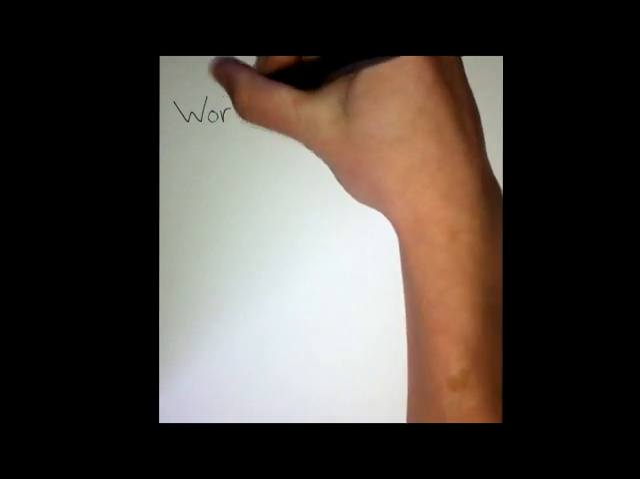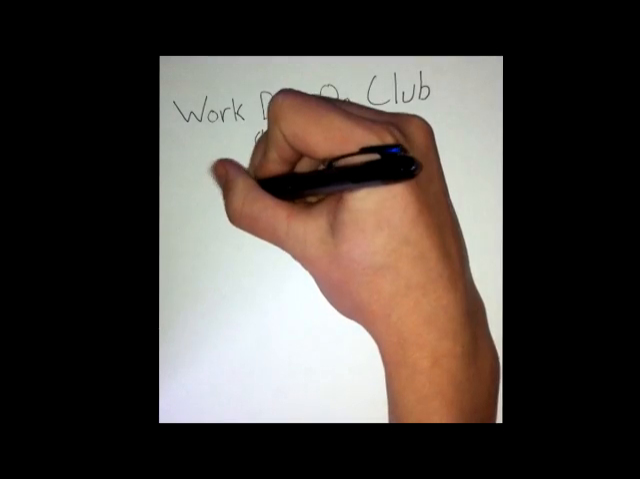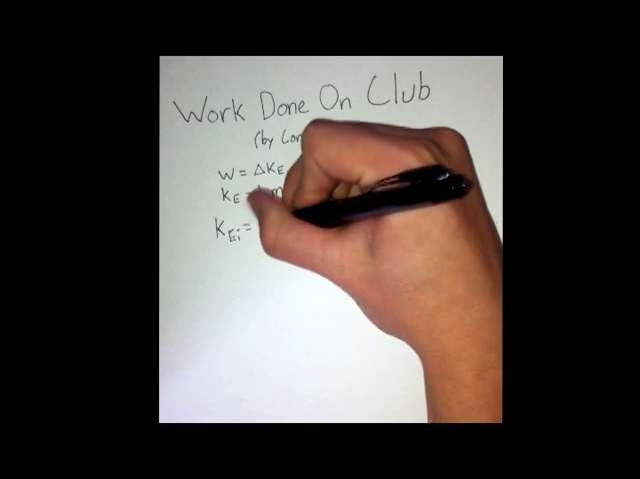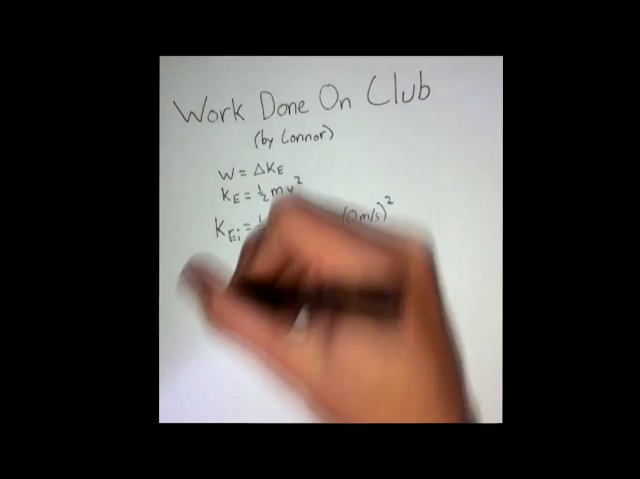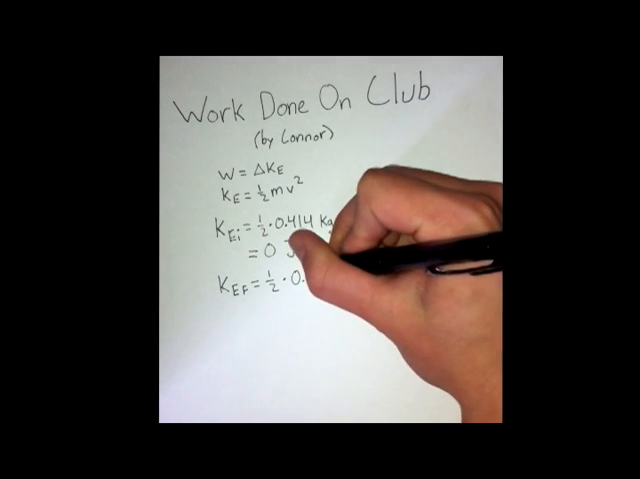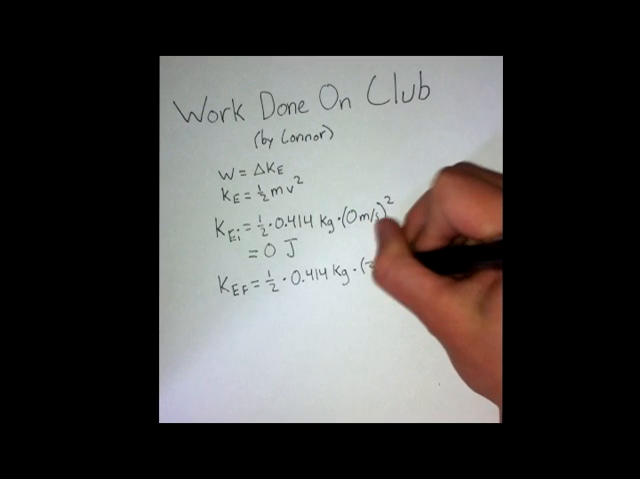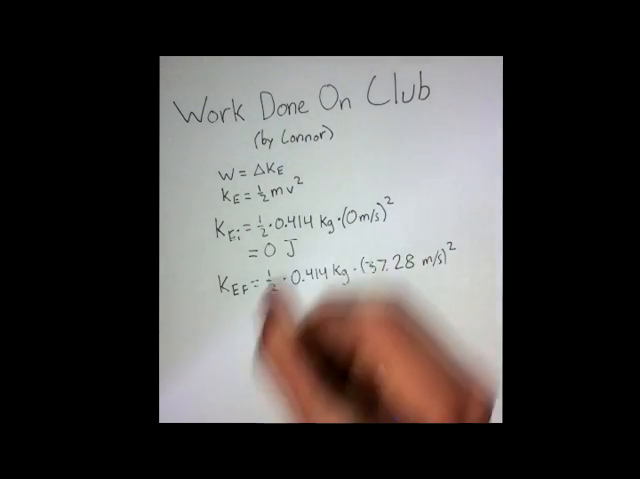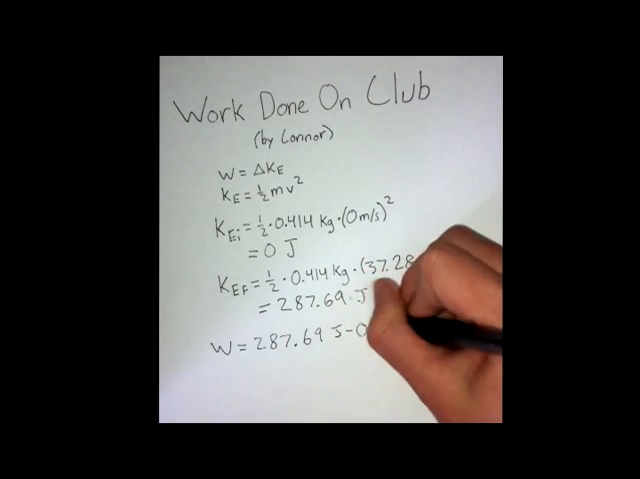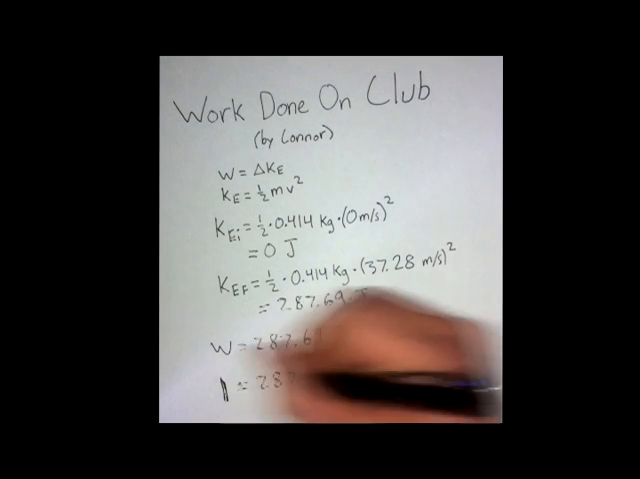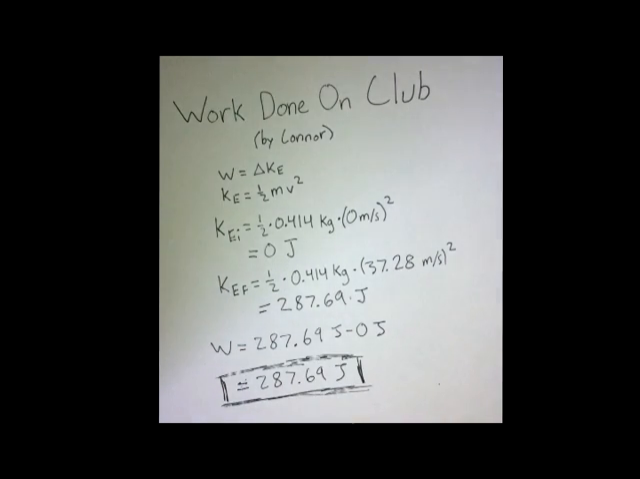We begin with work done on the club by me because I'm the one swinging the club. As we know, work is the change in kinetic energy, and in this case the kinetic energy is initially 0 because the golf club is not moving when it is set up to the ball before I swing. And after I'm swinging, during the time of impact, the club is moving at 37.28 meters per second, which gives us a final kinetic energy of 287.69 joules.